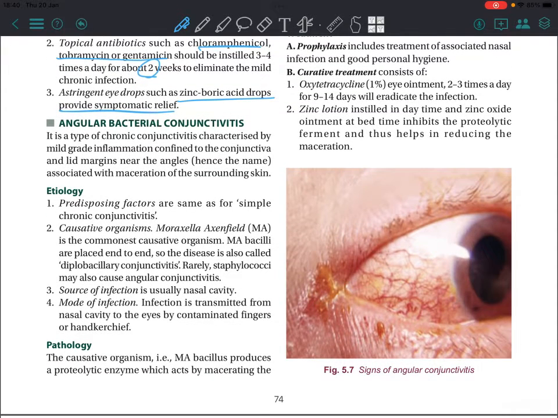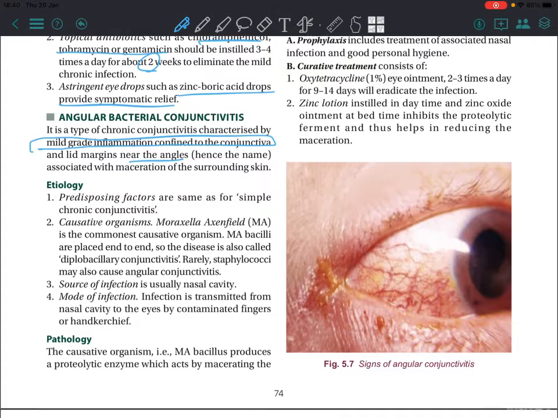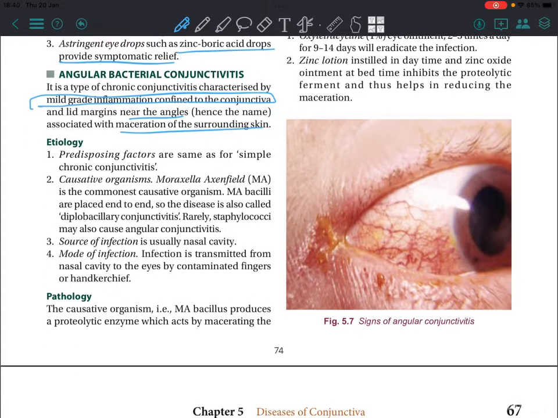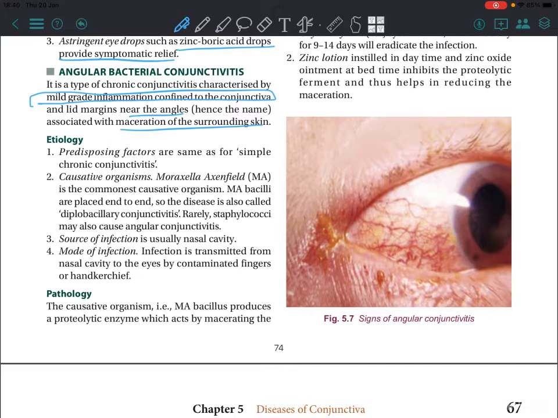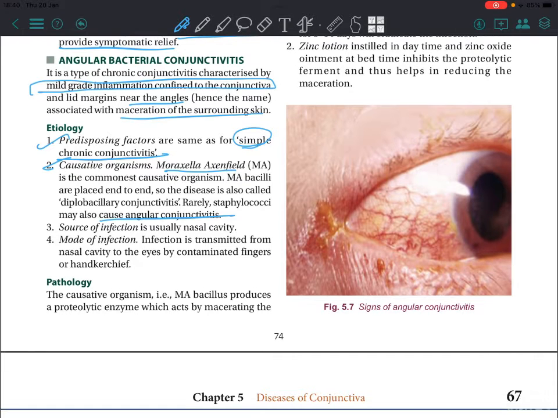Angular bacterial conjunctivitis: it is a type of chronic conjunctivitis characterized by mild grade inflammation confined to conjunctiva and lid margin near the angles, associated with maceration of the surrounding skin. Etiology: predisposing factors are same as for simple chronic conjunctivitis. Causative organism: Moraxella axenfeld is the commonest causative organism. They are placed end to end, so the disease is diplobacillary conjunctivitis. Rarely, staphylococci may also cause angular conjunctivitis.